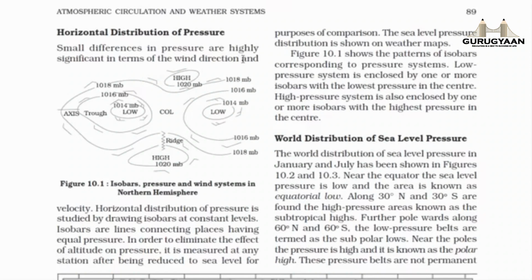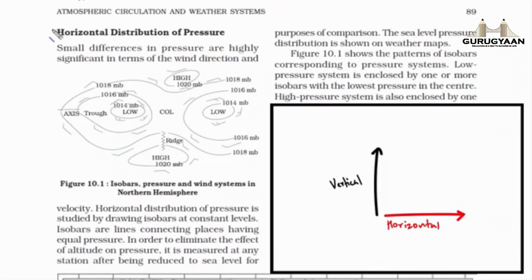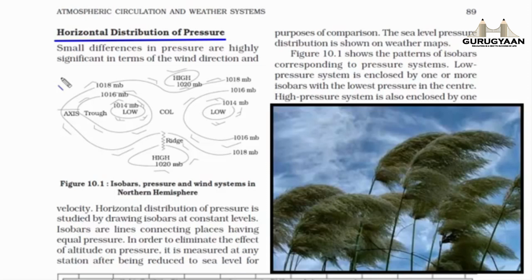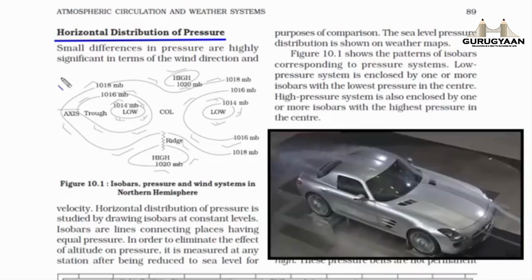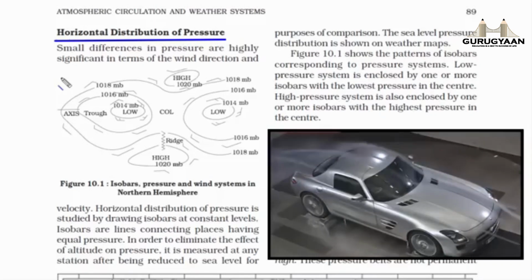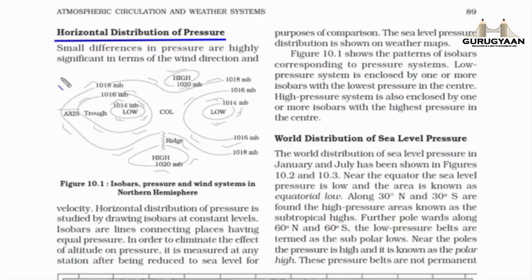After vertical variation of pressure, it's time to get to know about horizontal distribution of pressure. So by the word horizontal, you can figure out that it's talking about the sideways movement of air. Now we know that wind moves horizontally, and while they move horizontally, they have speed and they do exert pressure. And this is what is known as horizontal distribution of pressure.